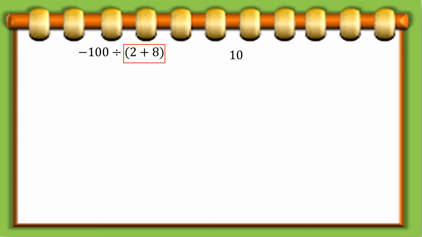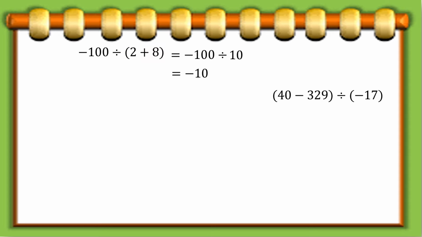In here, first we are going to deal with the numbers inside the parentheses. So 2 plus 8 is equal to 10. And then we are going to divide. Negative 100 divided by 10 would be equal to what? Correct. It would be equal to negative 10.